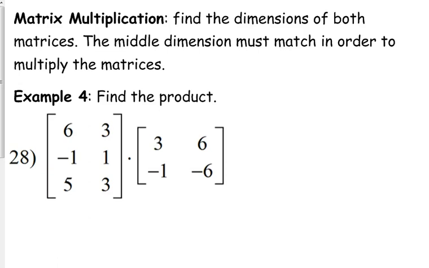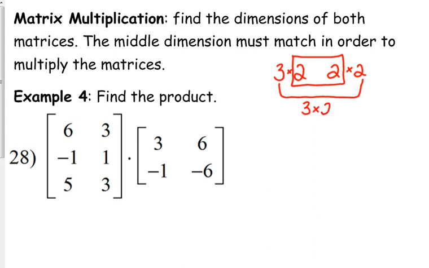Okay, the first one is a 3 by 2. The second one is a 2 by 2. So what I mean by the middle dimensions must match, the numbers that are in the middle there, when you list them in order, the first matrix dimensions by the second matrix dimensions, the two numbers in the middle have to be the same. And actually, our result is going to be a 3 by 2.